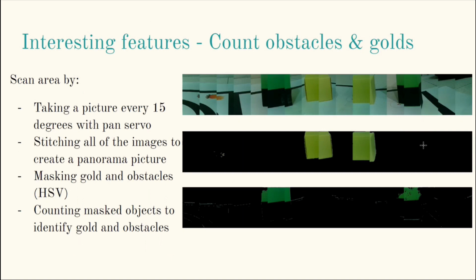Next is the counting of obstacles and goals. Before the robot roams the field, I take a picture every 15 degrees by using the pan servo and the camera. And then all of the images will be stitched to create a panorama image. This image will be used to mask the goal and obstacles by their HSV ranges. And then these masked objects can be used to count the number of goals and obstacles.